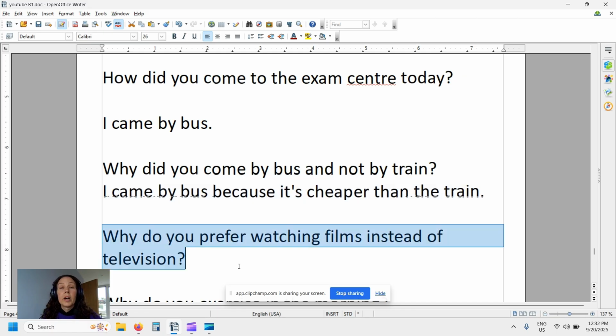Entertainment. Why do you prefer watching films instead of television? I prefer watching films because I prefer longer versions of entertainment. I prefer watching films because I can make a night of it, go out for dinner, watch a film, hang out with my friends, versus I like to watch television at home in the background.